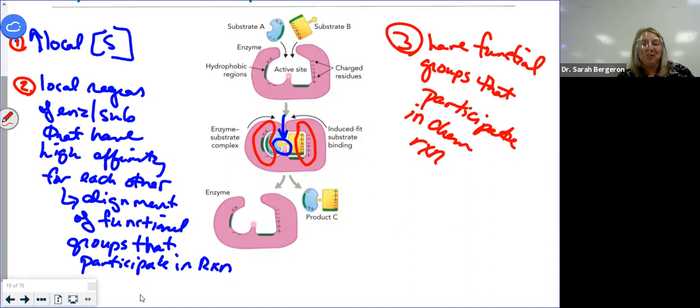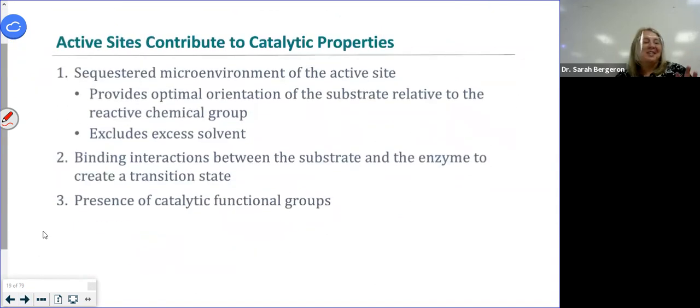All right. So if you don't have those three things, right, you're not going to be catalyzing anything. All right. So this is kind of what we were talking about, right? It sequesters the microenvironment of our active site. So this is exactly what we were saying earlier, in that we have this perfect alignment of substrates because of how the molecules are fitting. And once they're aligned, is there room for the solvent? No, right? So you're in effect increasing your local concentration of your substrates and excluding everything else, which is awesome.